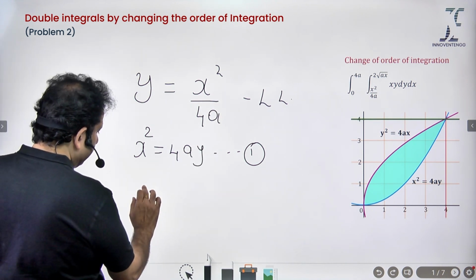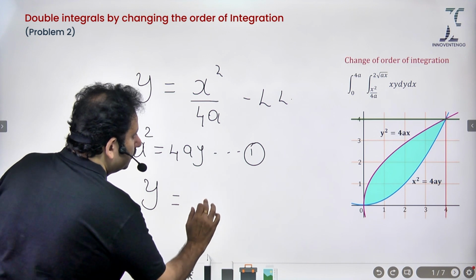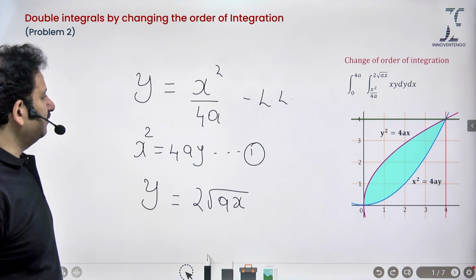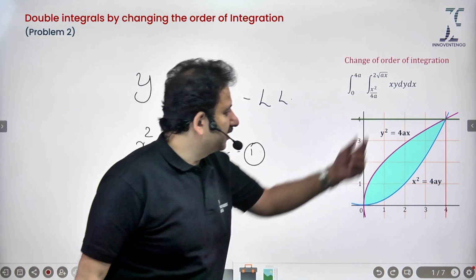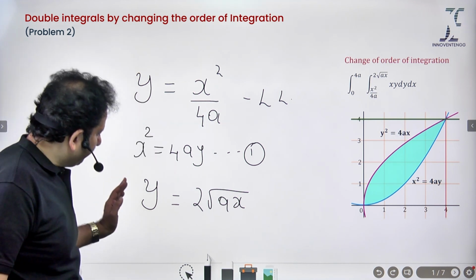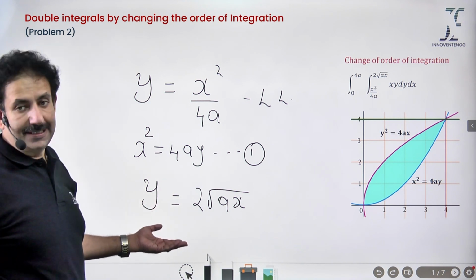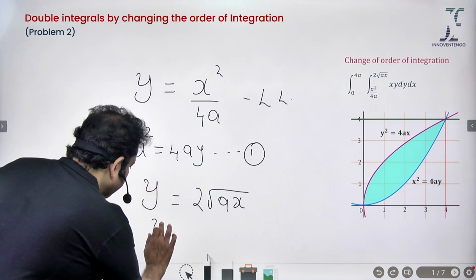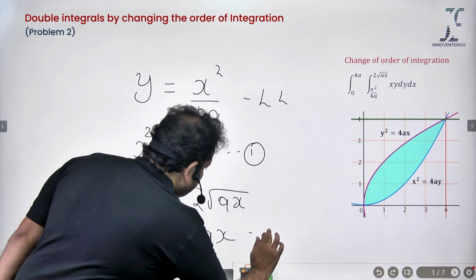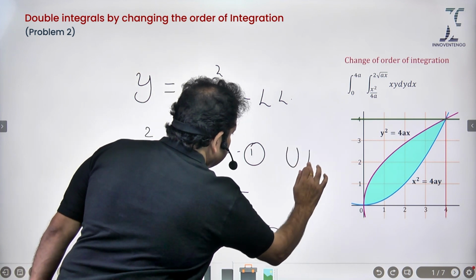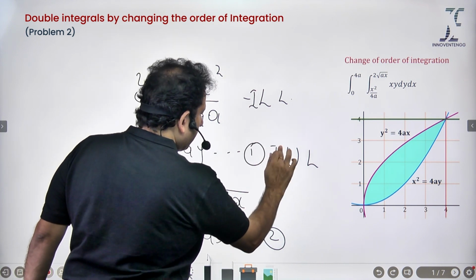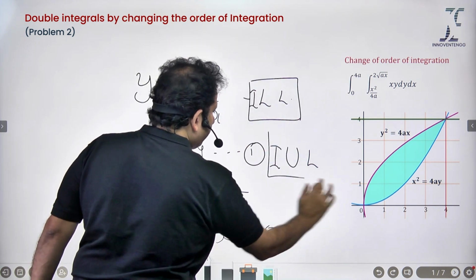What about the next one? The upper limit is y equal to 2 root ax. For a beginner, let me tell you, if the integration first is with respect to y, then just put y equal to the lower inner limit and y equal to the upper inner limit. And then square it up, you get y square equal to 4ax. This is 2, the upper limit. I can also say inner lower limit, inner upper limit. Remember this very carefully.